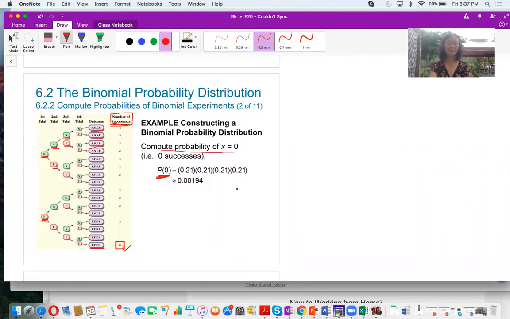So the probability of 0 is here. See, FFFF. So what is the probability of F? The first flight is not on time, the second flight is not on time, the third flight is not on time, the fourth flight is not on time. So the final result is 0.00194.